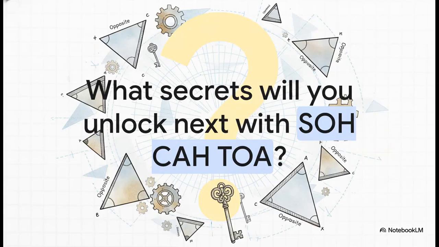So there you have it. You have now conquered the number one mistake in all of trigonometry. You can correctly label any right triangle, and that is the key that unlocks everything else. So the only question left is, now that you have this key, what secrets are you going to unlock with SOHCAHTOA?